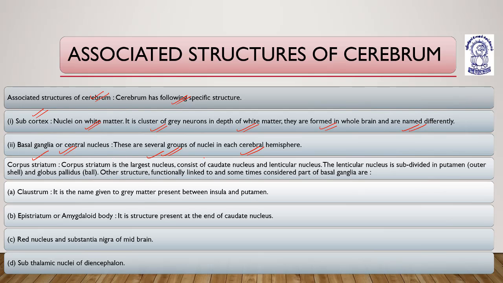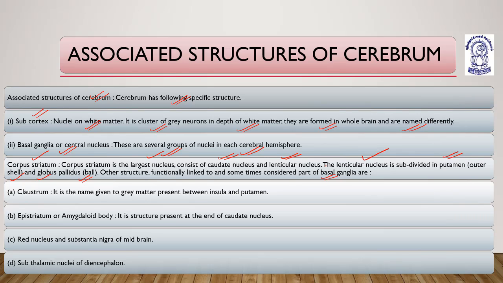Corpus striatum is the largest nucleus and consists of the caudate nucleus and the lenticular nucleus. The lenticular nucleus is subdivided into putamen, which is the outer shell, and globus pallidus, which is ball-like. Putamen is the outer shell and globus pallidus is the inner part, which is ball-like.